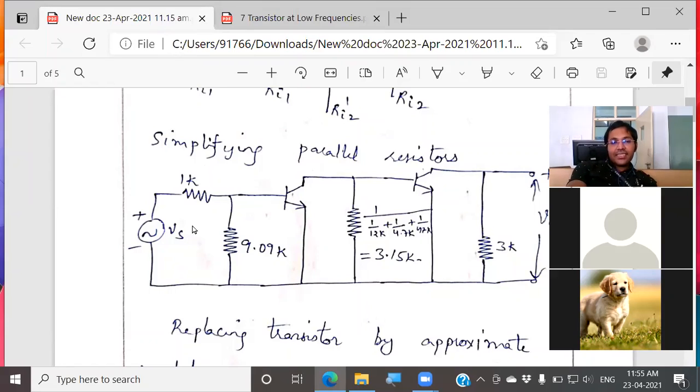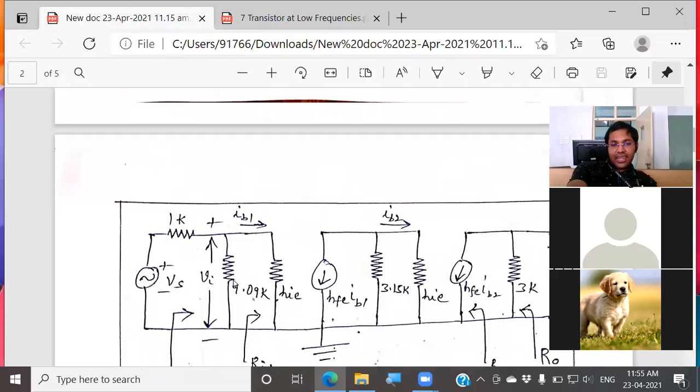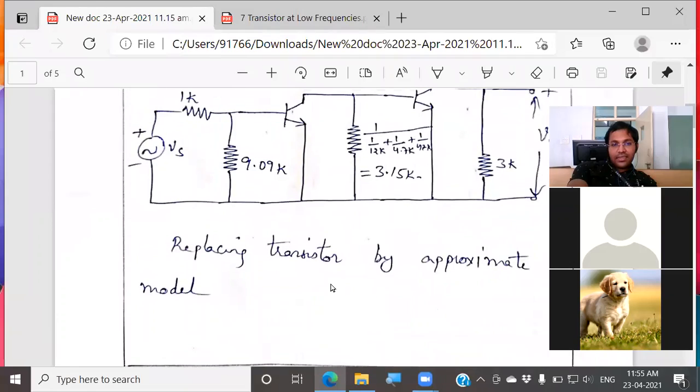So what do we have? VS, 1K, 9.09K as it is. We replace the transistor by equivalent circuit. Over. Next, what do we have? 3.15K as it is. Next transistor we have, again two components for the transistor, HIE, HFE. What else as it is? 3K as it is. Okay, fine. Now we analyze this circuit, we get the results for it. Same old story. What is input resistance?